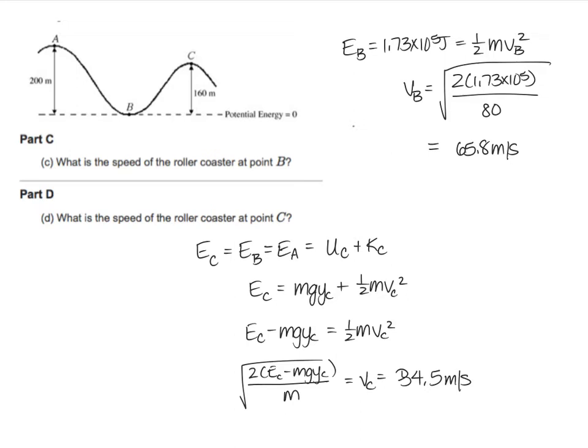And so all this kind of makes sense if we think about it. The lowest speed was at point A. That's where it had most of its energy in potential. Of course, it was going the fastest at B because all of its energy was kinetic. And then at point C, it had a speed that was somewhere in between.